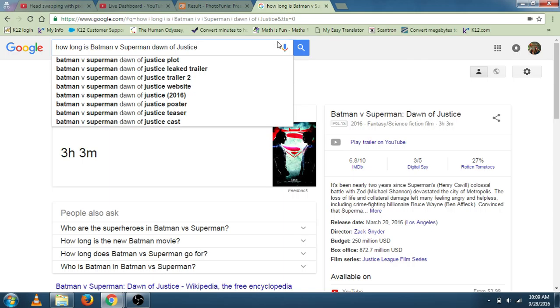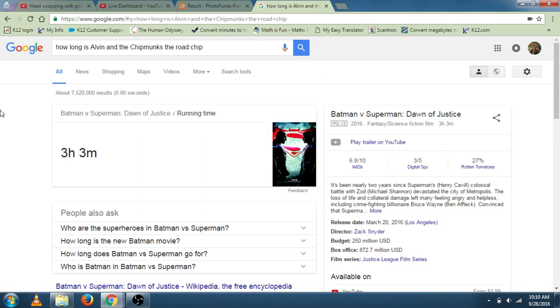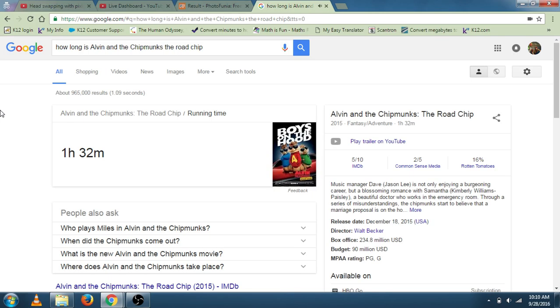So, anyway, and say, how long is Alvin and the Chipmunks: The Road Chip? I see Alvin and the Chipmunks: The Road Chip's running time is 1 hour 32 minutes. If you wonder who plays the hotel babysitter in Alvin and the Chipmunks: The Road Chip, but you don't know, here it goes.